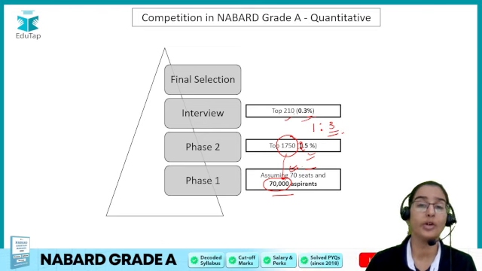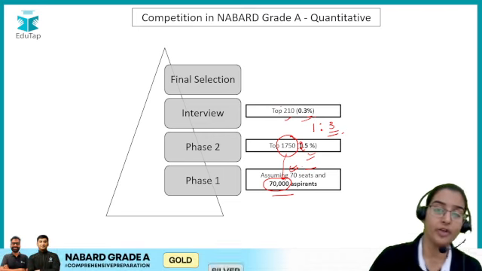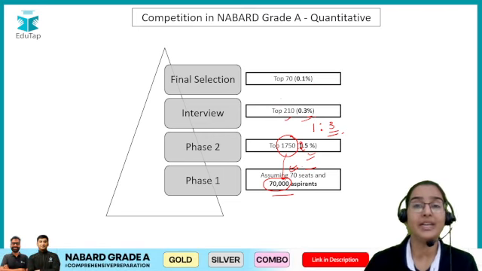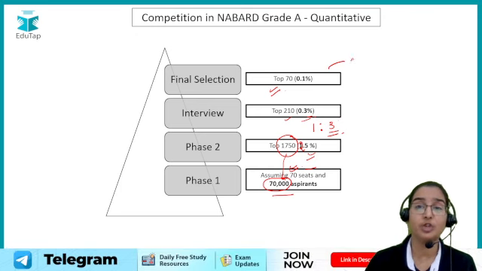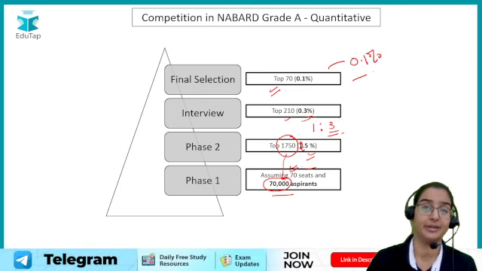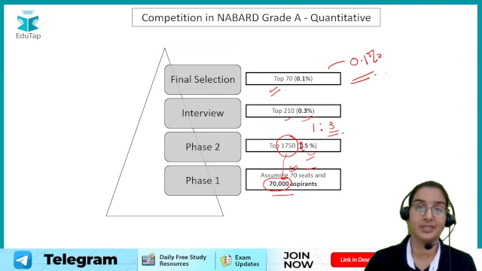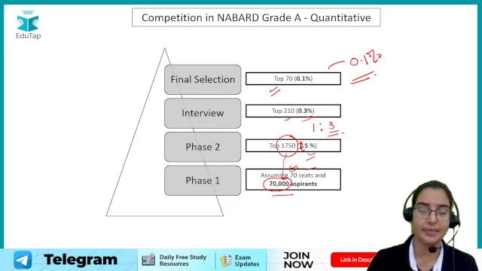So only 210 people will be appearing in the interview, and out of these 210 people, only 70 will be finally selected as NABARD Grade A officers. So the selection ratio is 0.1%, right? It is not even 1%, it is 0.1%. So that is the rate of success as far as this exam is concerned.